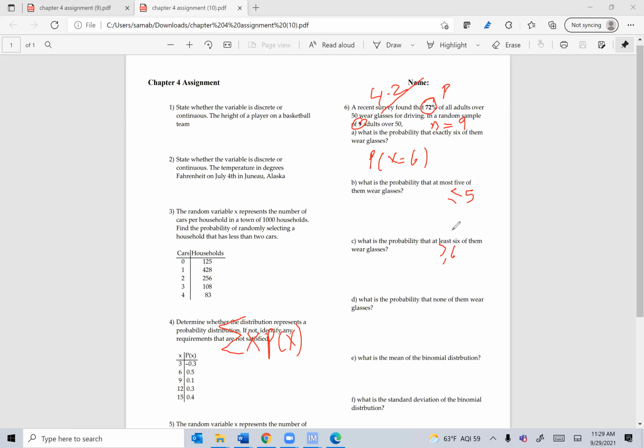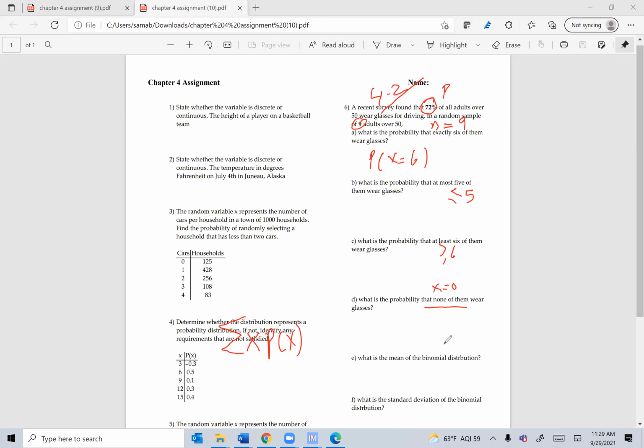And then what's the probability that none of them? What is none, guys? What does that mean? X equal to what? To 0. So that's exactly, again, the same thing. What's the probability that X is exactly 0? And you can use the binomial PDF here.